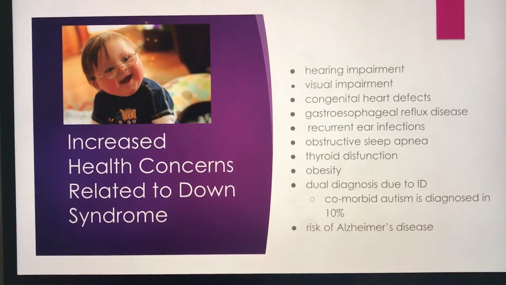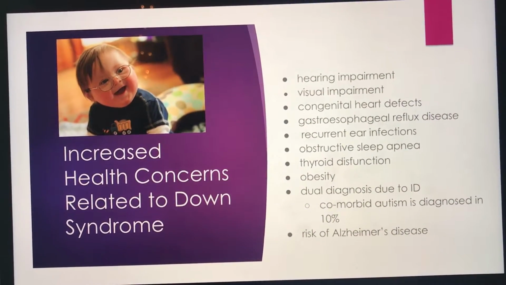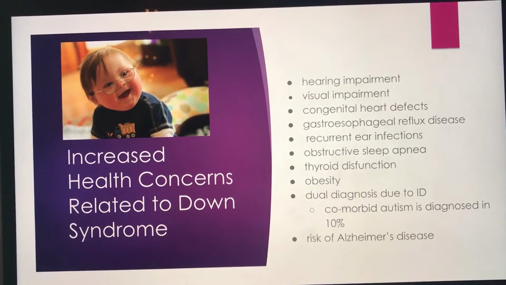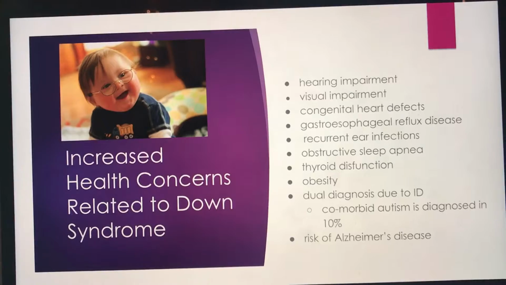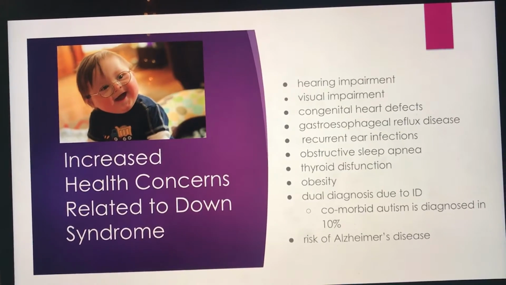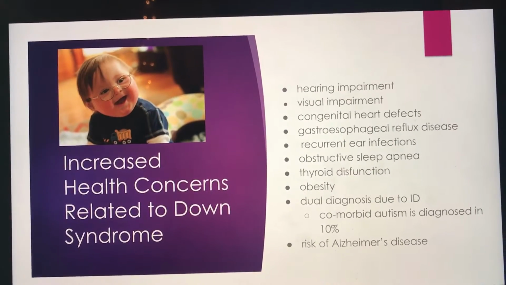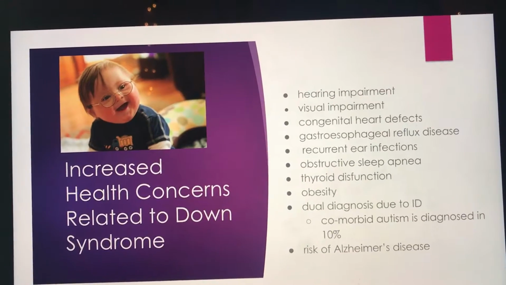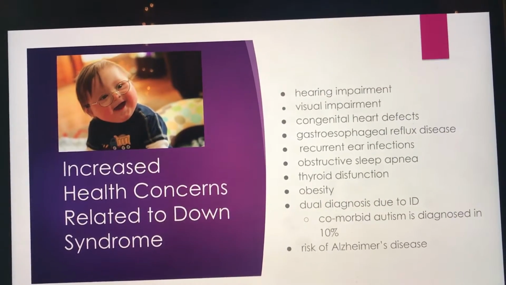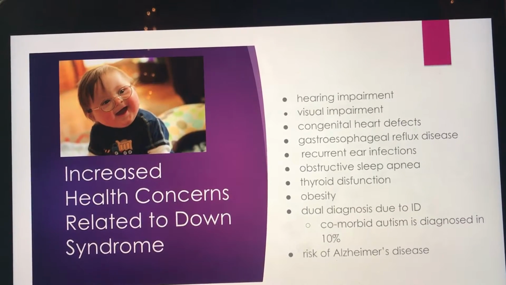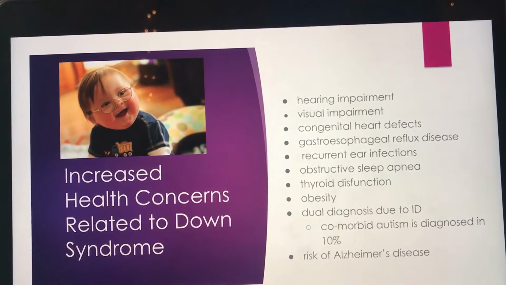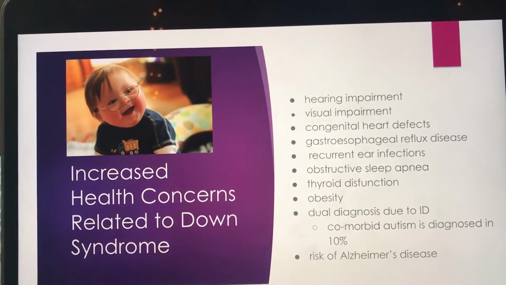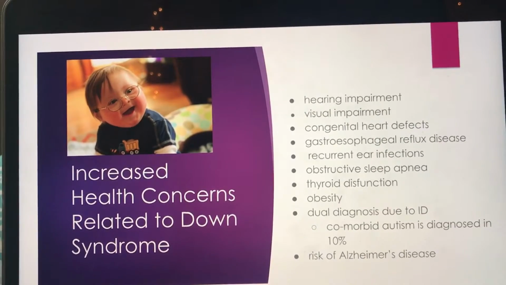Okay, so individuals with Down syndrome also have an increased risk of health concerns, mostly related to speech. The ones that we're concerned about the most as speech language pathologists would be hearing impairments and also recurrent ear infections. But some of the other ones include visual impairments, congenital heart defects, obesity, and it also increases their risk of dual diagnosis due to their intellectual disabilities.